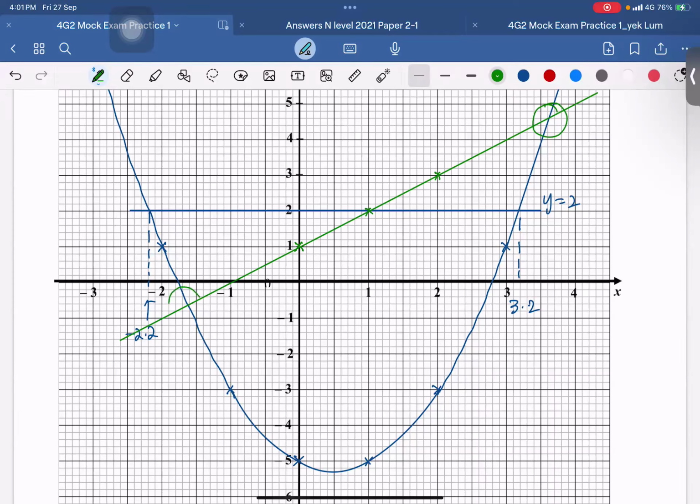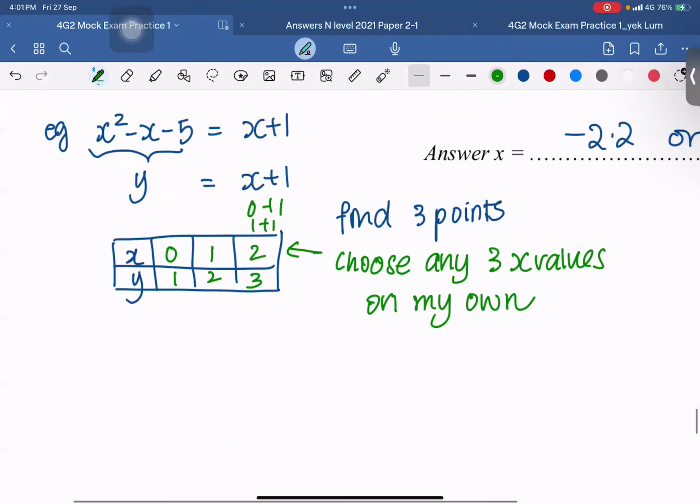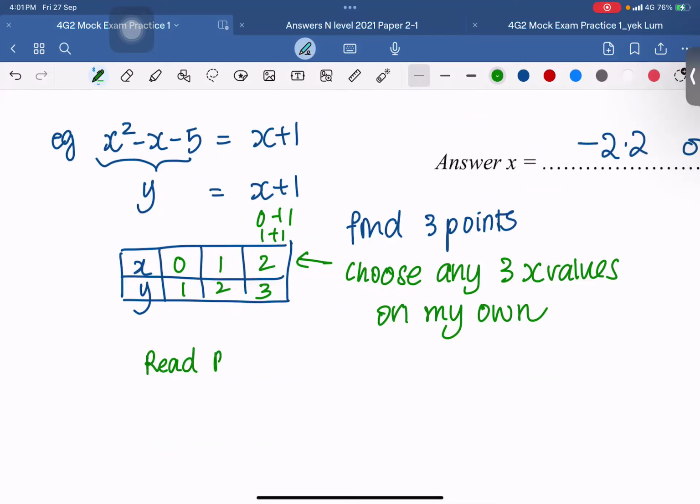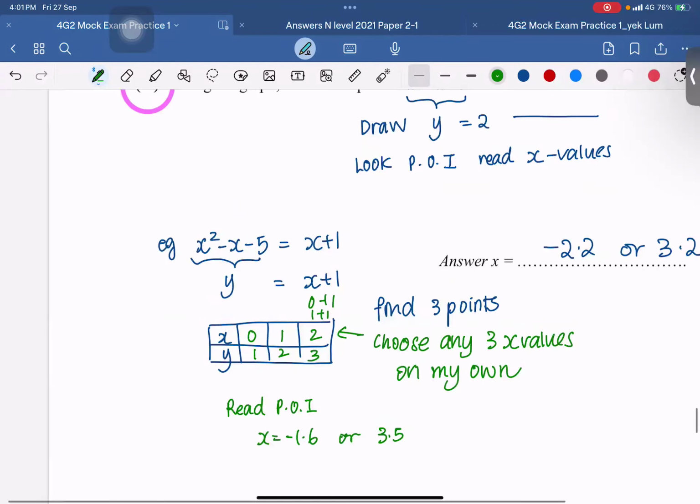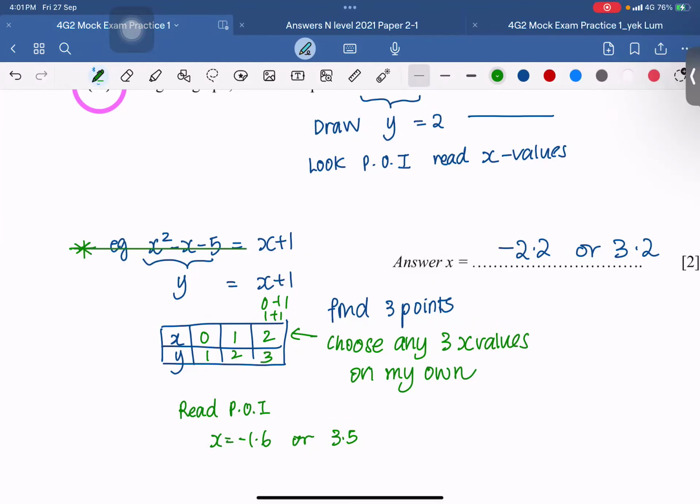Where is the point of intersection? Here. Then I look for the point of intersection. This number, negative 1.6. This number, 3.5. Then I get my two solutions. Read for the point of intersection. So this is an extension. One of your TYS questions had an equation instead, so you can practice. I think it's 2022 paper 1 or paper 2, either one.